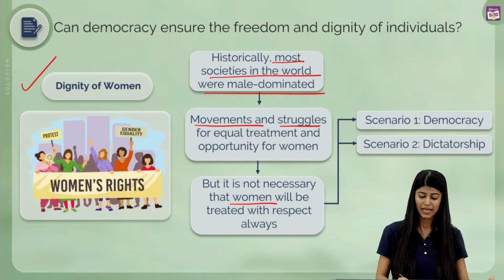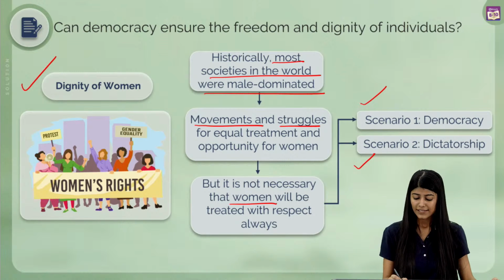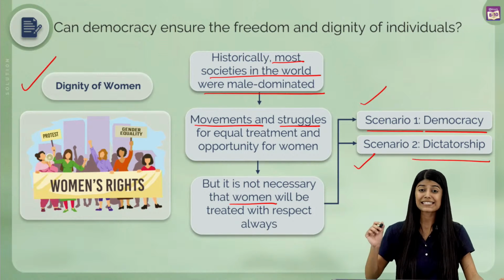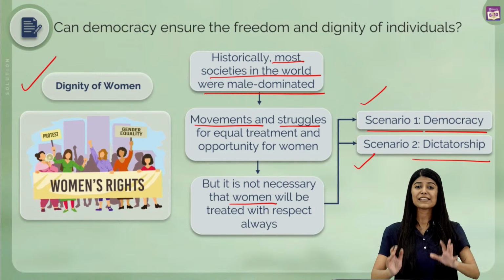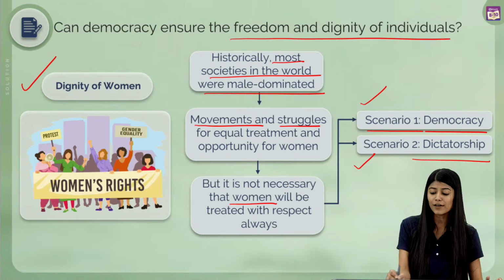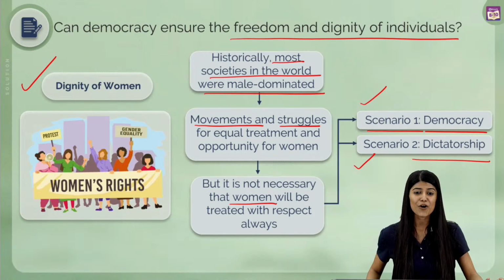And now it's time for us to understand this with two scenarios. Scenario number one is democracy, and scenario number two is dictatorship. So now we will see which form of government would help us in ensuring the freedom and dignity of the individuals.